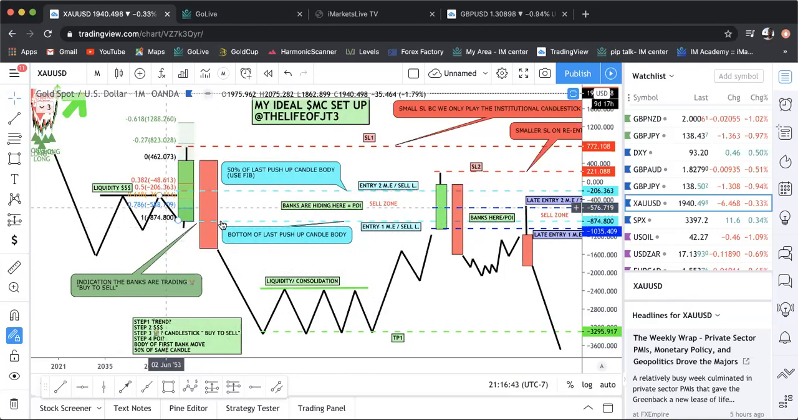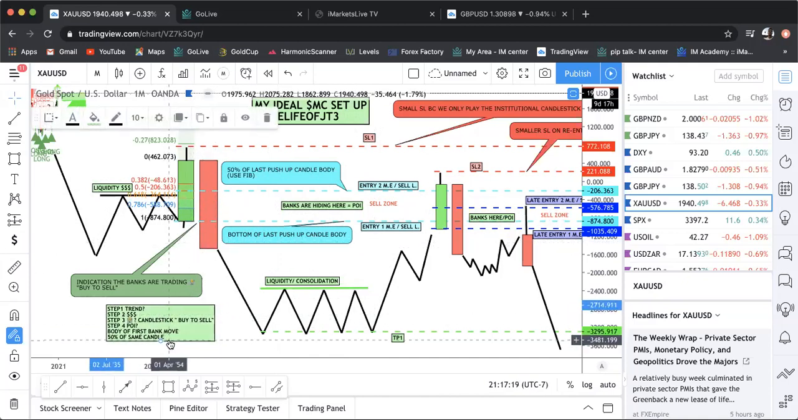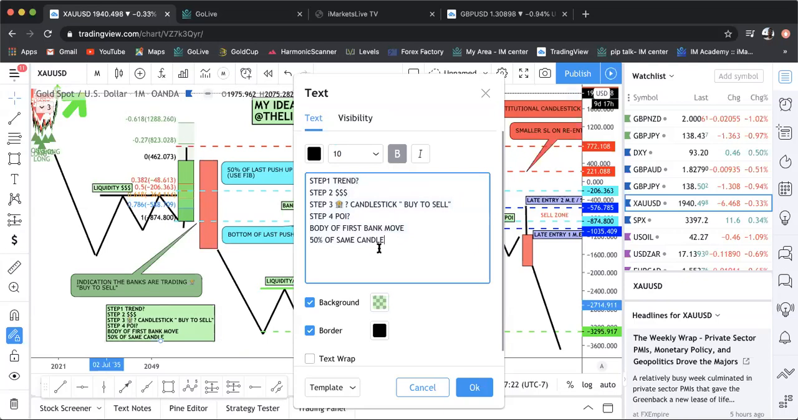Perfect. So now let's say we wanted to enter this market execution. We didn't want to do a sell limit. Okay, so now we let price do its thing. All we're waiting for is for price to come back and touch our entries. All it has to touch is the actual body of the candle, but sometimes you'll see it come and test the 50% too.